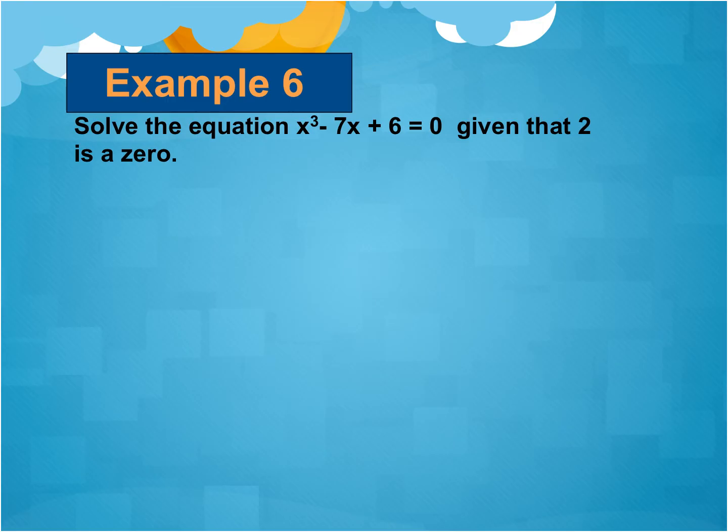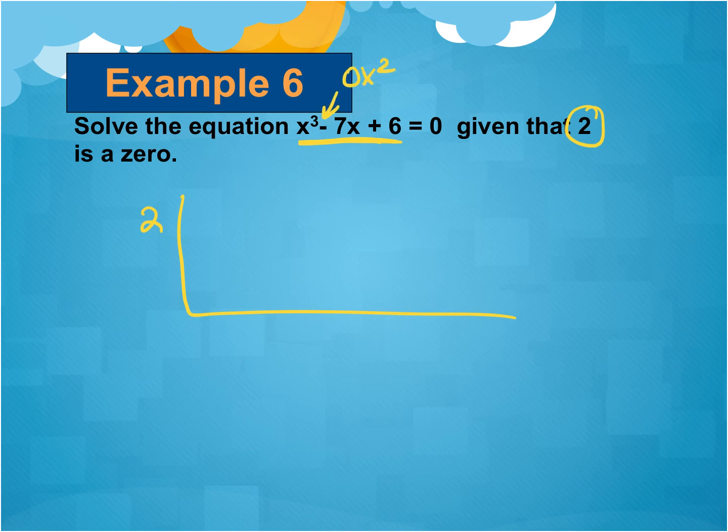All right, so this says solve the equation x to the third minus 7x plus 6 equals 0, given that 2 is a 0. So 2 is the factor that's given to me. That goes on the outside of my synthetic division bar. Then I look at my dividend. Is it in decreasing degree order? Yes. Are all the terms represented? No. I'm missing a 0x squared. So I plug that in. Now list your coefficients. So 1, 0, negative 7, 6.